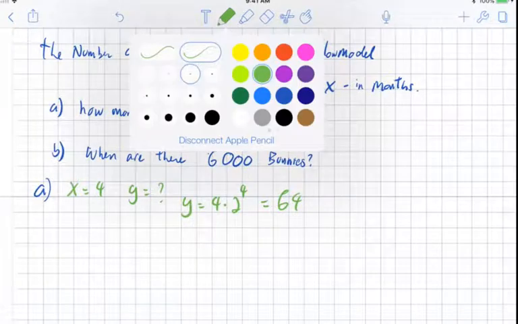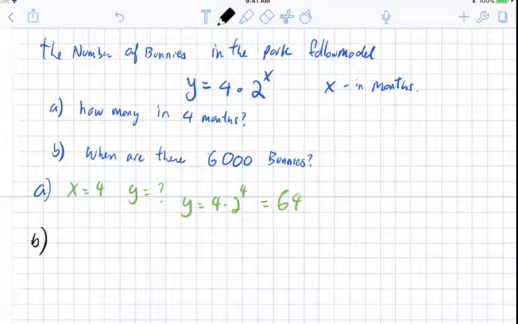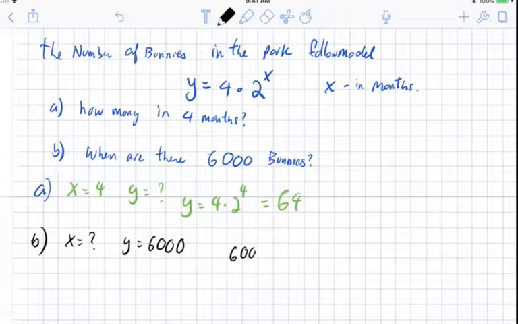Now question B. When are there 6,000 bunnies? In this case, I'm asking you when, and I'm giving you a value of y, number of bunnies. So 6,000 is equal to 4 times 2 to the x. Divide both sides by 4. So that's 1500 is equal to 2 to the x.